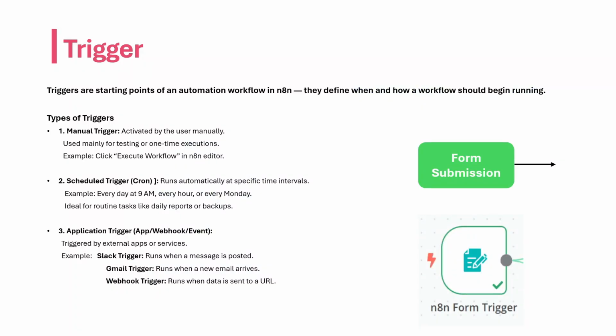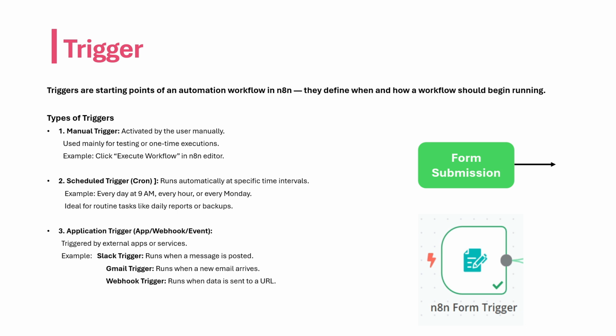Now there are certain types of trigger. First is manual trigger, which is activated by the user manually, used mainly for testing or one-time execution, like clicking execute for a flow in the n8n editor, which we will discuss in later videos. Second is scheduled trigger, also known as Cron. It runs automatically at specific time intervals, for example every day at 9 a.m., my workflow will start running automatically. We can also set it for every hour or every Monday. That is, we have to fix the time for the trigger to start running.